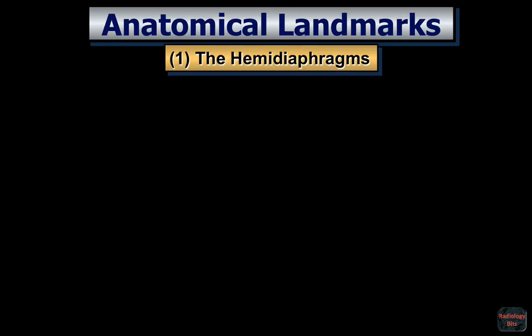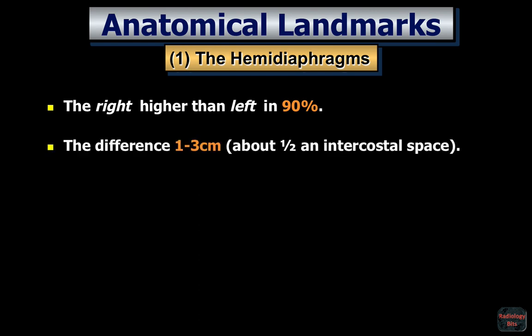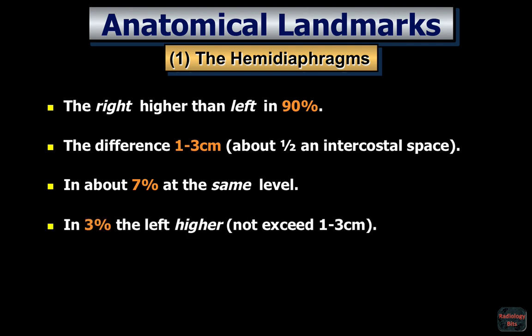Let's start with the first anatomical landmark, which is the hemidiaphragm. Now, in normal patients, the right hemidiaphragm is higher than the left in about 90% of the cases. And the difference between the right and left is about 1 to 3 centimeters, or another way to remember that is about half an intercostal space. In about 7% of normal patients, both hemidiaphragms may be at the same level. In the remaining 3%, the left hemidiaphragm may be higher, and again, this should not exceed 1 to 3 centimeters when compared to the other side.